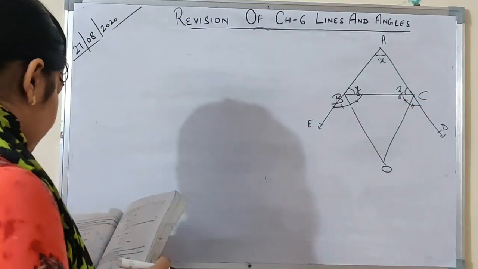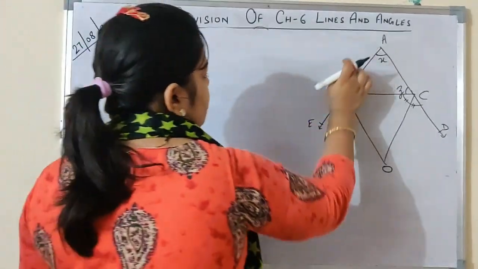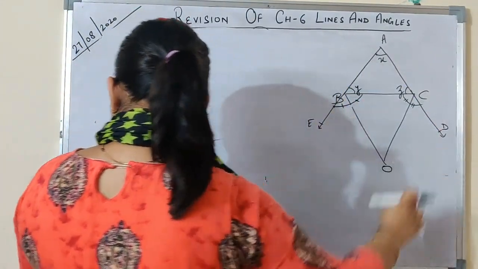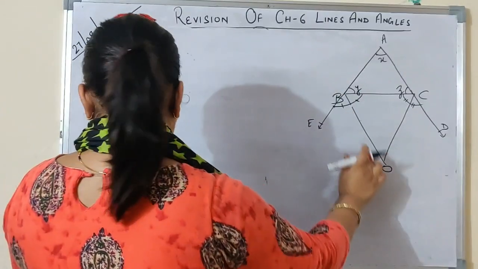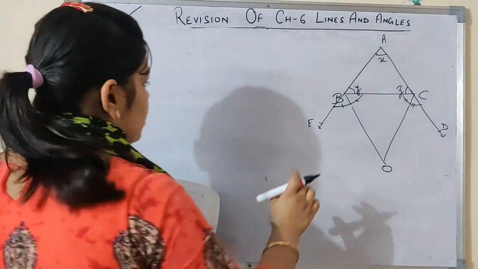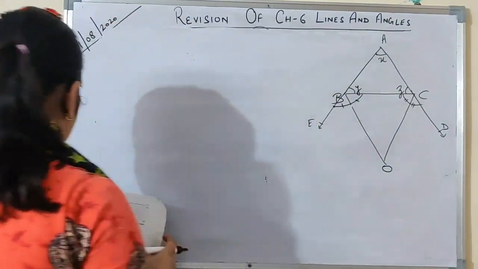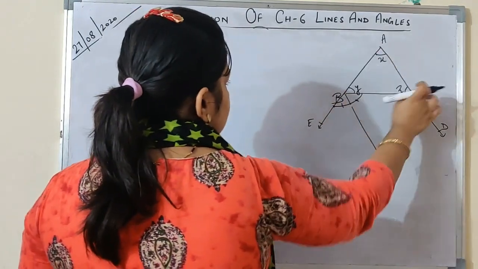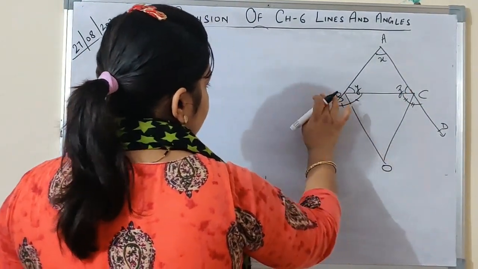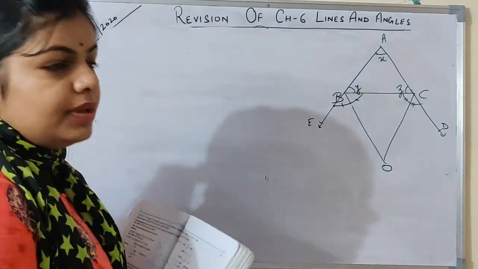Now listen carefully. According to the question, it is given that the sides AB and AC of the triangle are produced to E and D. If bisectors BO and CO of angle CBE and angle BCD respectively meet at O, then we have to prove that angle BOC is equal to 90 minus half of angle BAC.